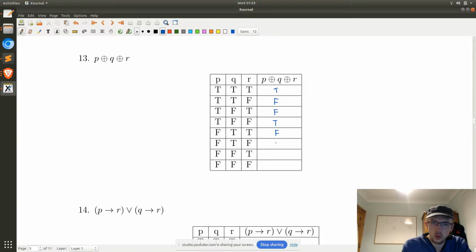False or true is true. True or false is true. False or false is false. False or true is true. False or false is false. And false or false is false. So I believe it looks like that. But like I say, I'm genuinely curious as to what this actually looks like. You know, this is deeper properties about these things.